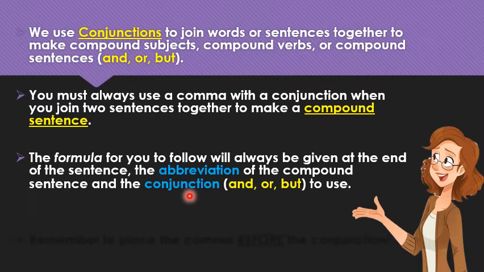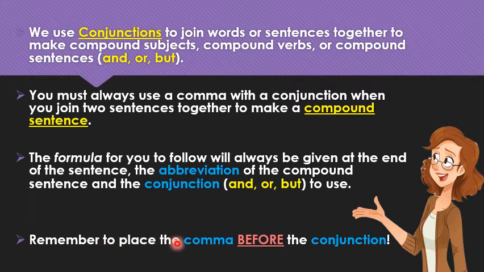And of course, they're going to give you the right conjunction to use with it. Either and, or, but, okay? One of the 3. They're going to give you the abbreviation in order to change the sentence into that abbreviation that it's asking from you. And they're going to give you the right conjunction to do that, to add it to the compound sentence, okay?